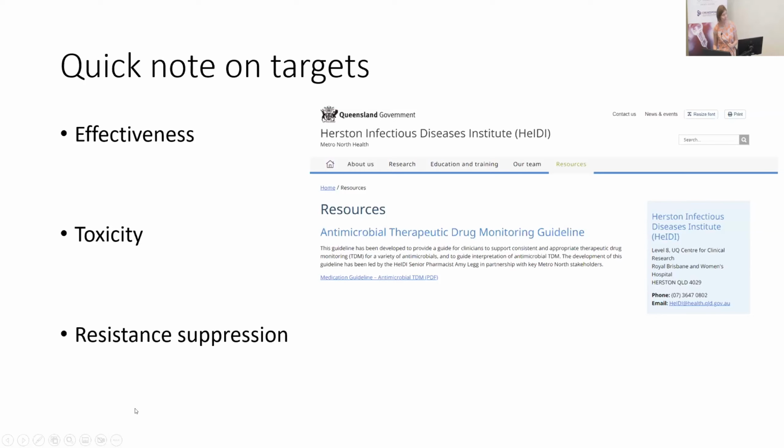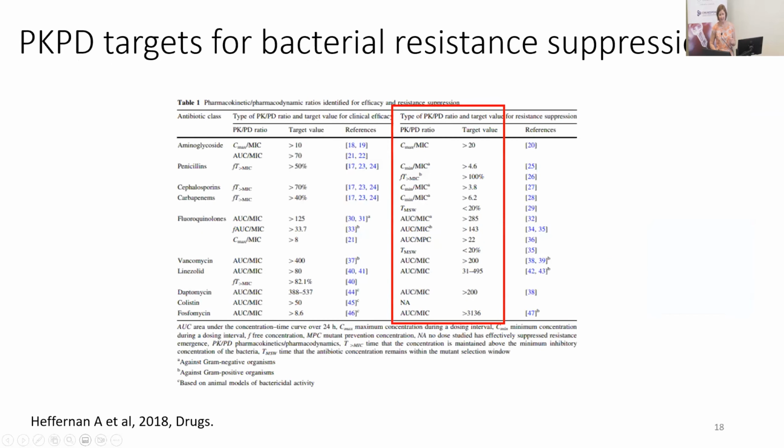I should note, I could put a screenshot here. I did write a TDM guideline when I was the HDSO, and it's freely available on the internet. We talk about effectiveness and toxicity targets for beta-lactams, linezolid, antifungals, and ganciclovir. And for resistance suppression, there are targets that are associated with decreased generation of antimicrobial resistance.